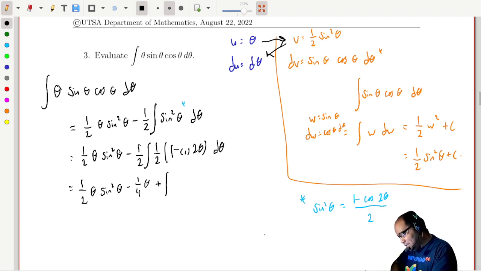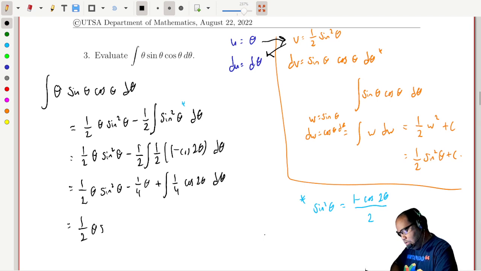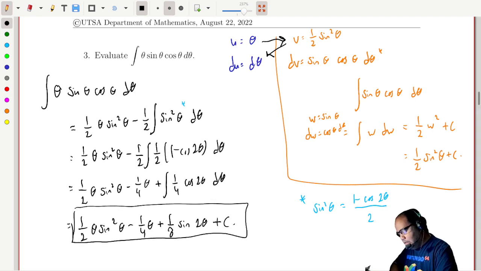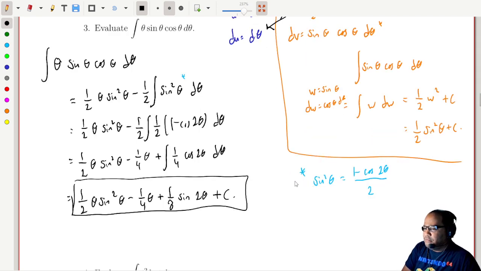Let's look at that. 1/4 cosine 2 theta d theta. The antiderivative of cosine is sine, but then I need to divide by a 2 because of that chain rule. So all this first stuff stays the same, and we'll have plus 1/8, not cosine, but sine 2 theta plus a constant. So that's one way to approach this. This is a bit funky because it requires you to remember this formula here.